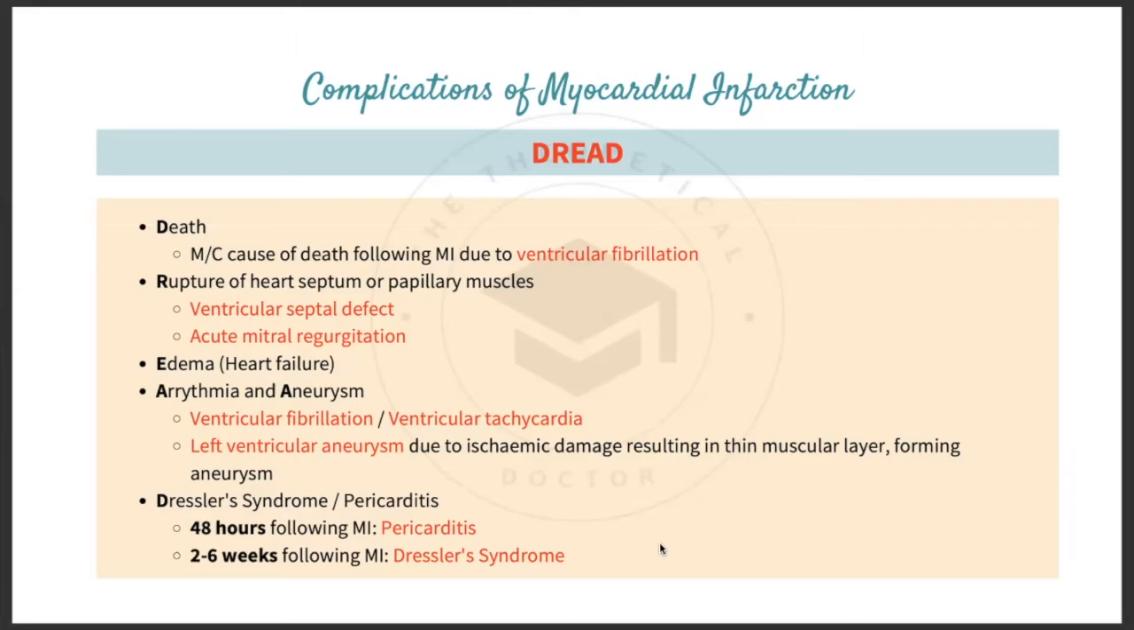Dressler syndrome or pericarditis. So it depends on the duration. They have very similar presentation actually. I mean, if you look at Dressler syndrome and pericarditis on the ECG, they're just the same. Even when they present to you, it's the same. So if it's within 48 hours following a myocardial infarction, then it's acute pericarditis. If it's 2 to 6 weeks following myocardial infarction, then it's Dressler syndrome. So obviously, all of this occurs at different timelines.